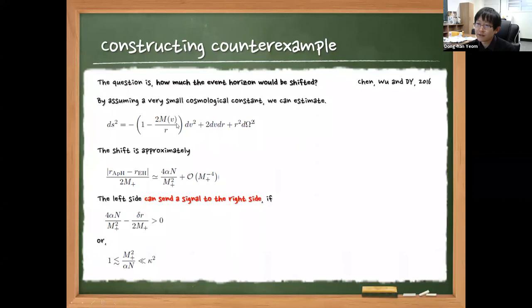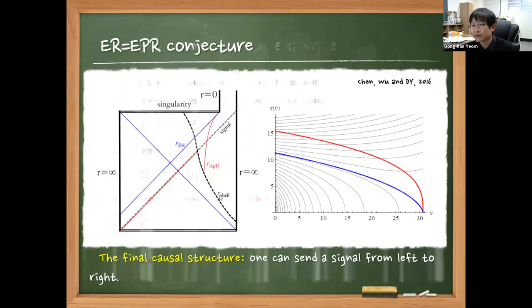By using the thin-shell approximation, we estimate where the final position of the event horizon is, and by choosing suitable parameters, even though the parameter regimes are within the semi-classical limit, we can obtain this kind of causal structure. So after the shell collapses for the right black hole, the apparent horizon shrinks and eventually completely evaporates.